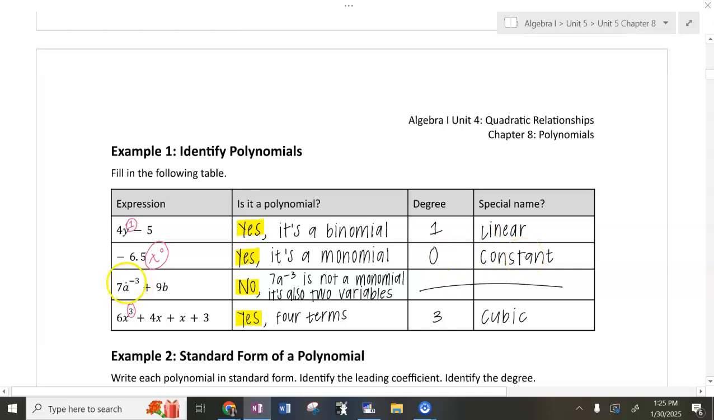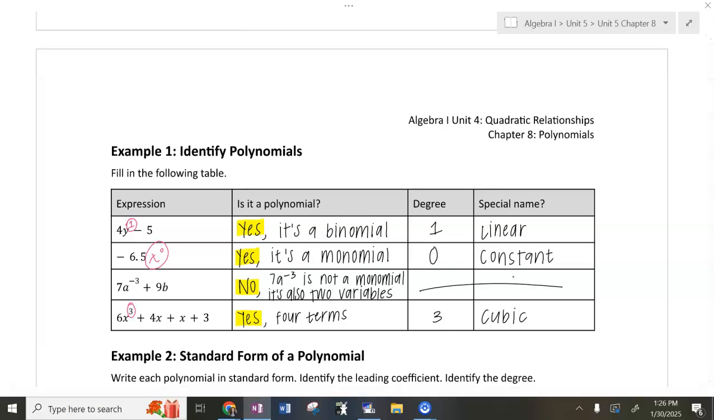The next one, however, 7a to the negative 3 plus 9b is not a polynomial because 7a to the negative 3 is not a monomial. Remember, we said you can't have any negative exponents in a monomial, and in addition, it's two variables. So you won't have to put a degree or a special name because it's not a polynomial.